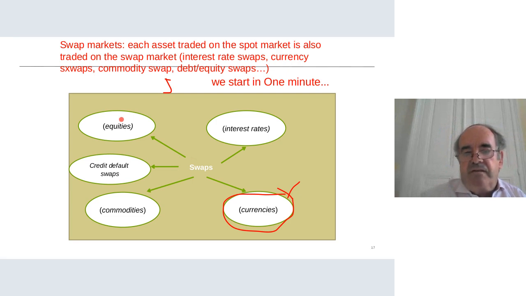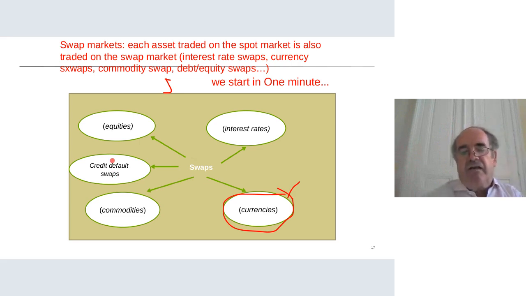Okay, equities. An equity swap. You exchange the return on an equity index against, for instance, an interest rate. You say every month, if the equity index has moved up, you will pay me the difference. I will pay you the interest rate. And if the stock index moves down, I will pay you in my swap. So you exchange the return on a stock index against an interest rate.